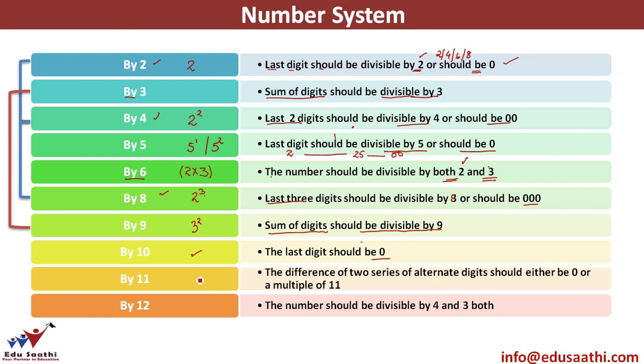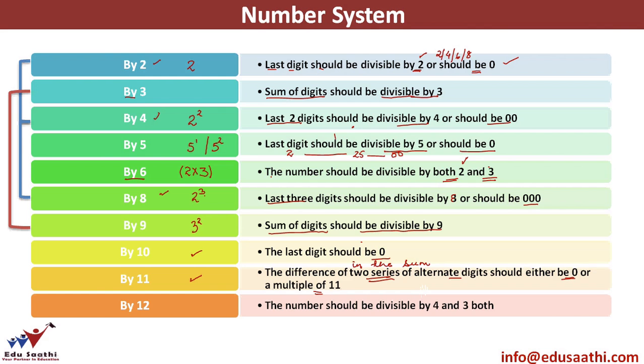Most important is your divisibility with 11. To check the divisibility with 11, I will divide the number into two series of alternate digits. I am talking about the difference in the sum of the two series. The difference in the two series sum should either be 0 or a multiple of 11 for the number to be divisible by 11.